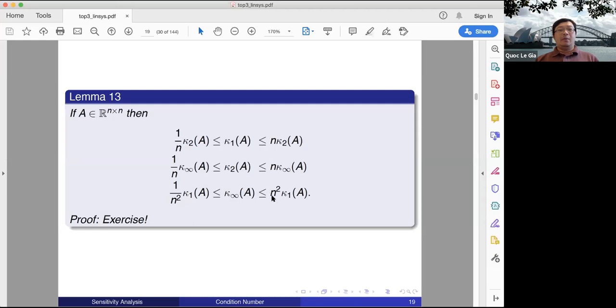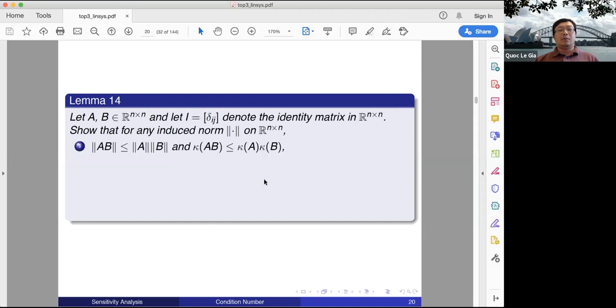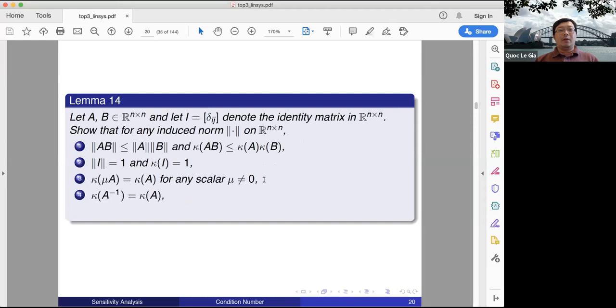So now I have a few properties related to the condition number. So let's see whether we have time to do it or not. Maybe we can do a few of them, yeah. So the first one. Let me try to do it and see whether we have time. Hopefully we have time. So we do it on a piece of paper.